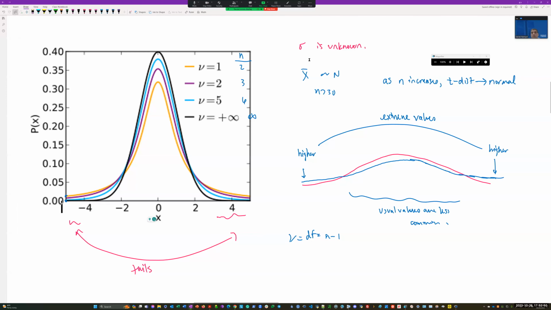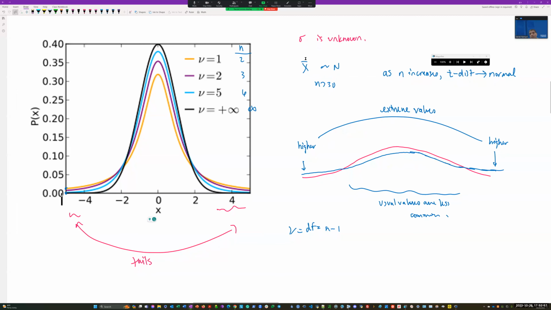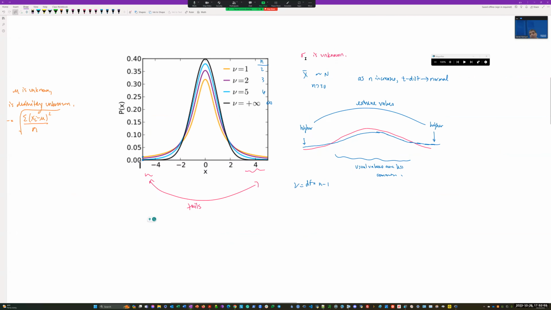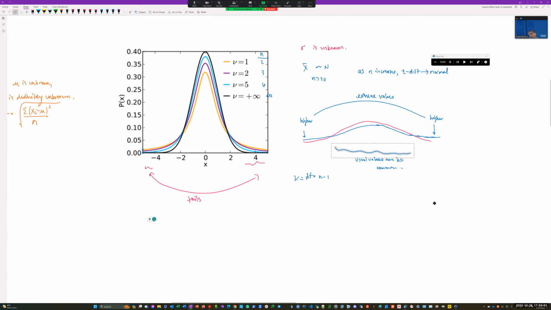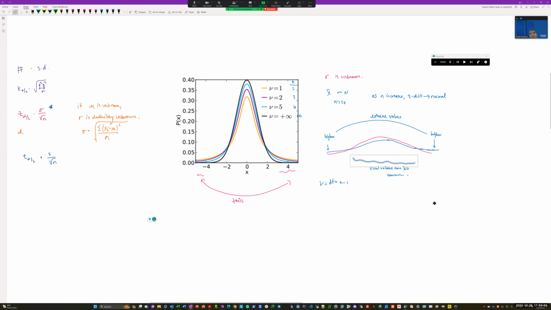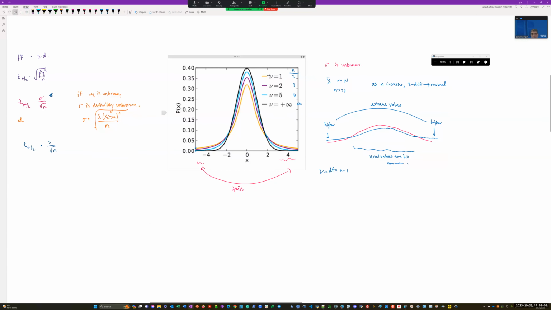If you didn't know sigma, you would have to do that. But it kind of makes it easy now. Every time you don't know sigma, you do t-distribution. Does that make sense? Why is this not working?